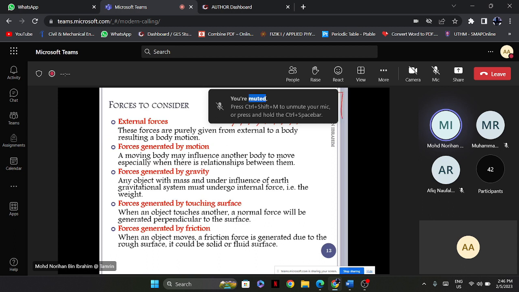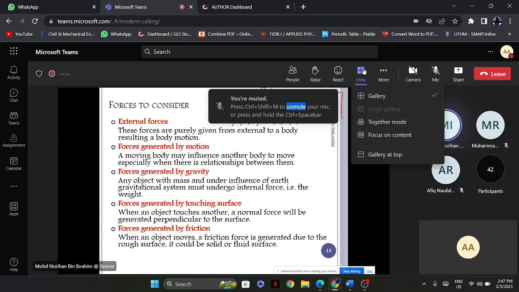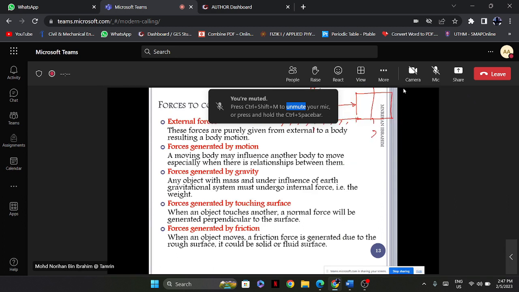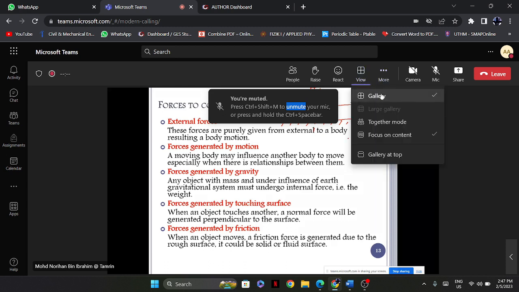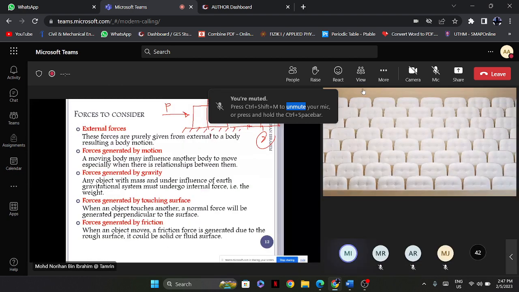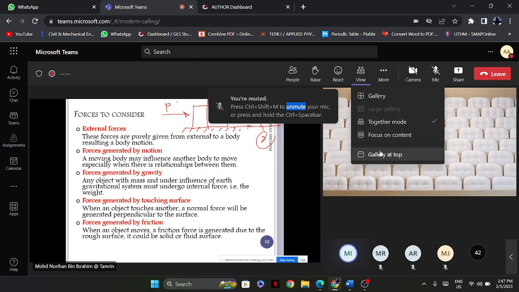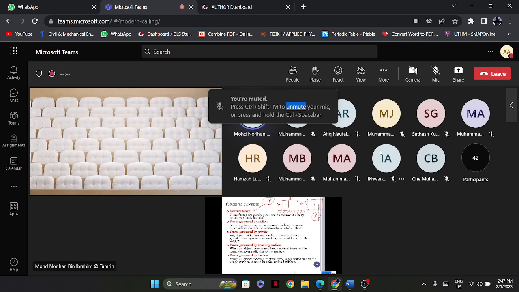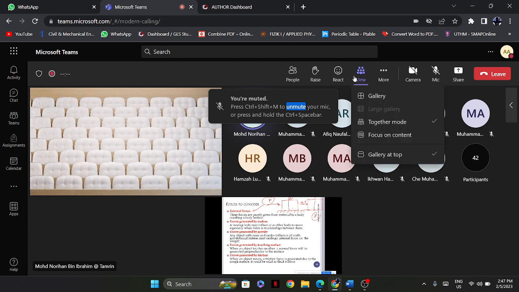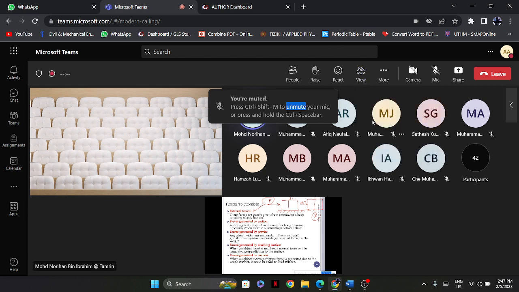It will displace from position 1, the initial, to position 2, the final position. So it will displace to the right, with acceleration A and also velocity B. The P itself, we call it an external force. These forces are purely given from outside the body, resulting in body motion. So this block will move to the right due to the action of this external force P.